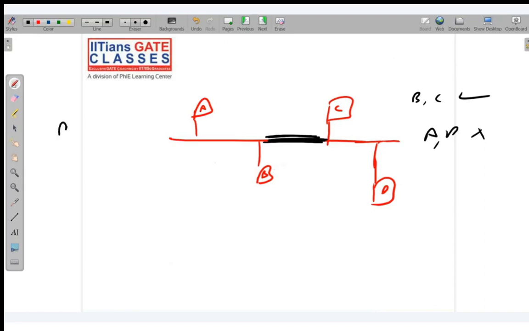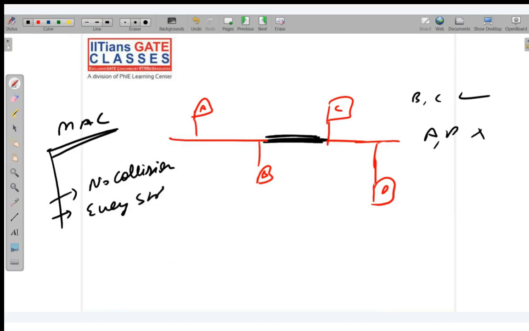Now the MAC layer will come into the picture. Media access control means who can access the shared channel and when. There are multiple stations and they should access the channel in such a way that collision should never occur, and everybody should get their turn. It is not like when B and C keep on communicating, A and D will never get their turn. So the responsibility of MAC is that no collision should occur, and second, every station should get its turn.